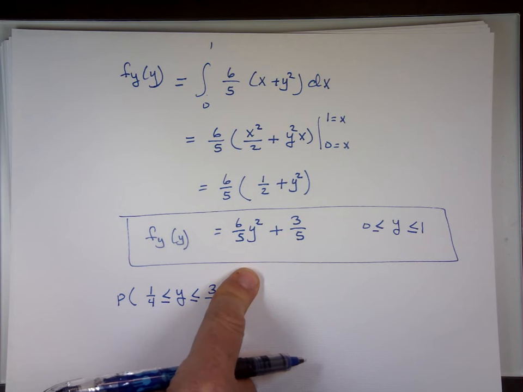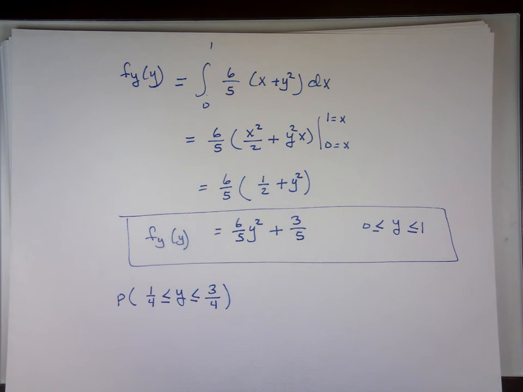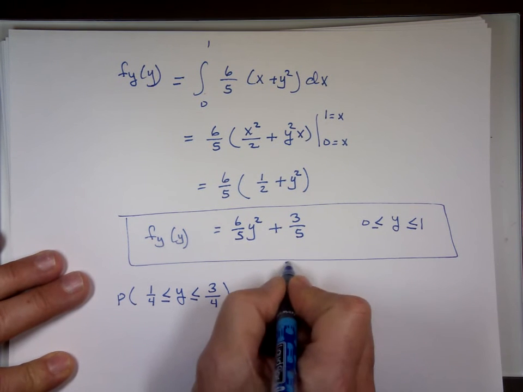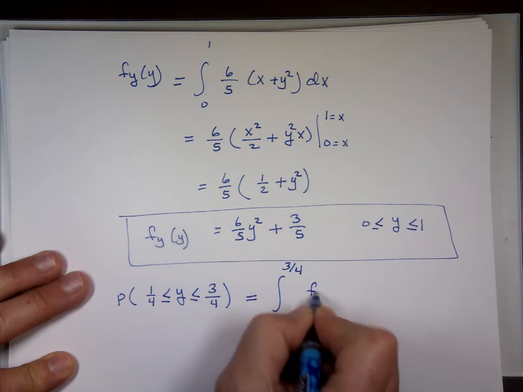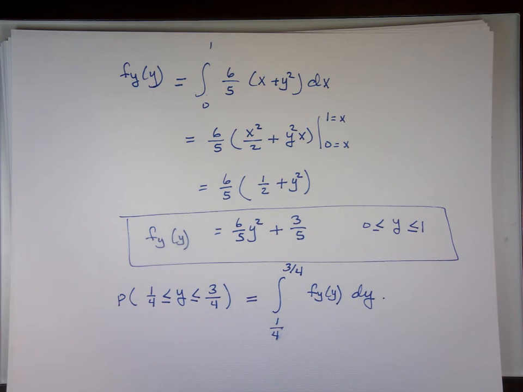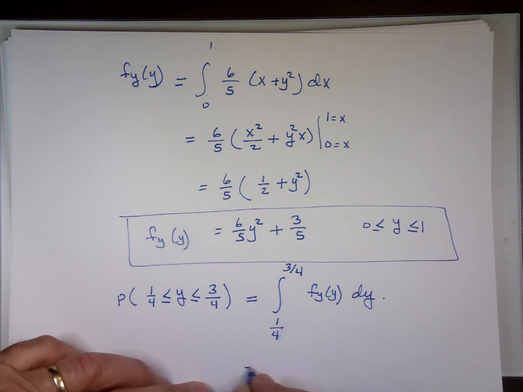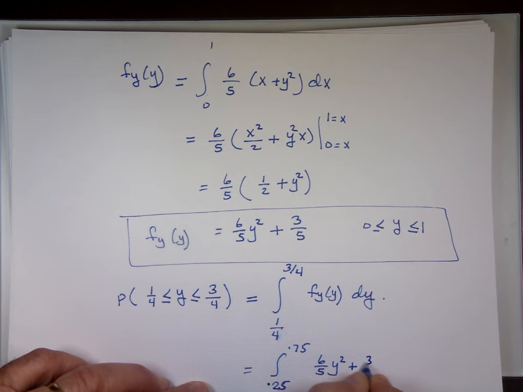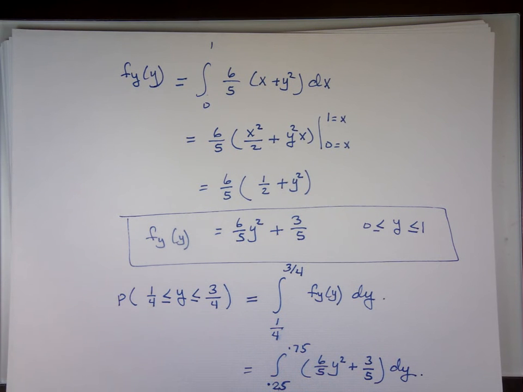So this will be what? The integral from 1/4 to 3/4 of f of y with respect to dy. So this will be the integral from 0.25 to 0.75, 6 over 5 y squared plus 3 over 5 dy. Fun stuff, huh?